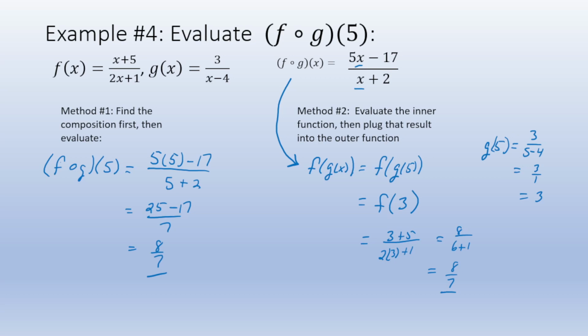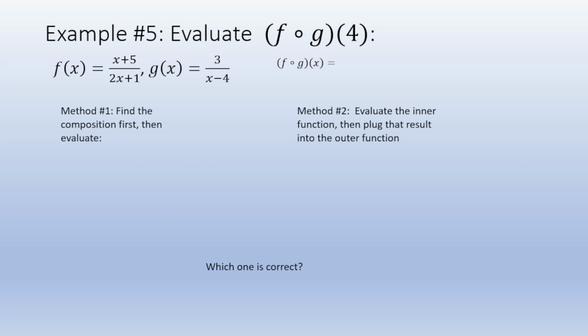Benefits and drawbacks. The first method obviously takes fewer steps on the back end, but it does require that you go through all of the work of finding the composition, which, as we saw for this particular example, did take quite a few steps for us to complete. If you're going to evaluate the composition of functions for a number of different values, the first method is probably a good idea. However, if you're just doing one random evaluation or one specific evaluation of a function, the second method might be more beneficial.